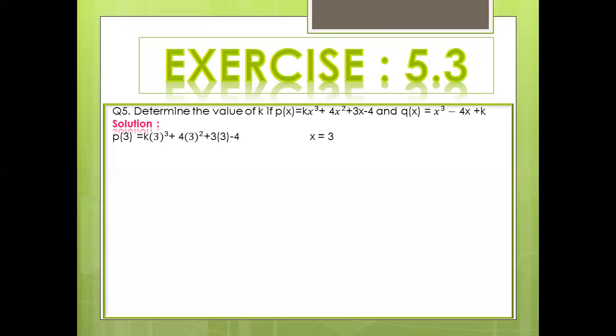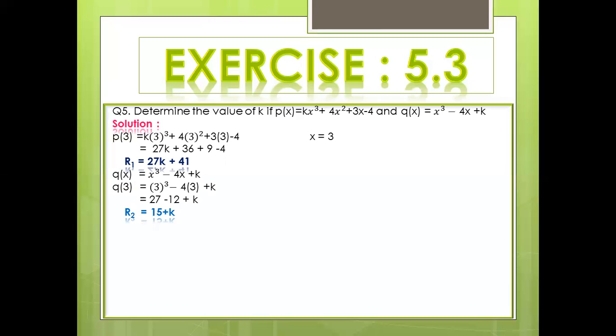Come to the solution. P(x) is equal to kx cube plus 4x square plus 3x minus 4. X minus 3 is given. It means that the value of x will be 3. We put the value of x in the first polynomial, which is p(x), and you see that the remainder becomes 27k plus 41. This is R1. When you put the value of 3 in the equation, after simplifying, you see that R1 is 27k plus 41.